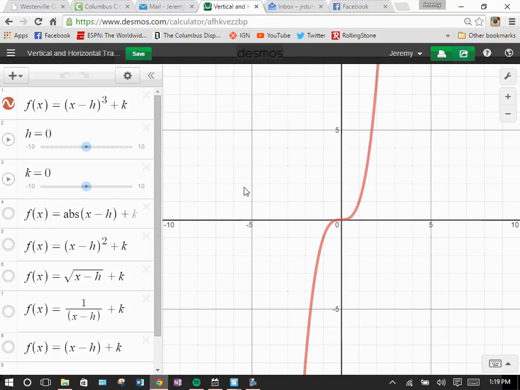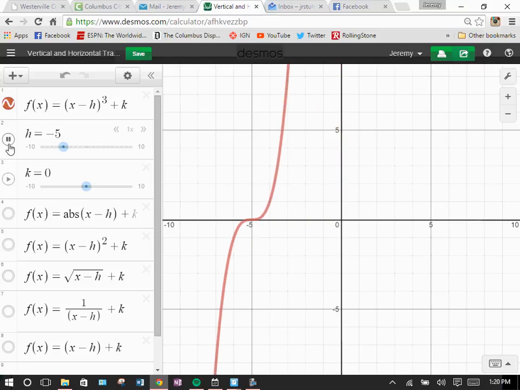So I want you to write down the name of that parent graph and draw an accurate sketch. And then you're going to go through the rest of this. Real quickly before you start, when it says press play on the H slider, you'll see right here where it says H equals 0. You'll see the play button. You would tap play, and you're going to watch what happens to the graph.